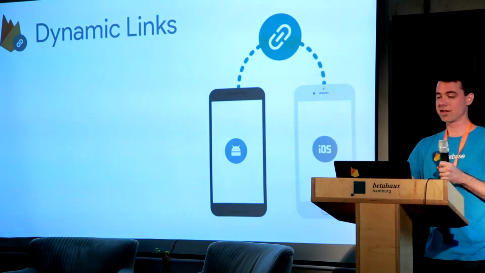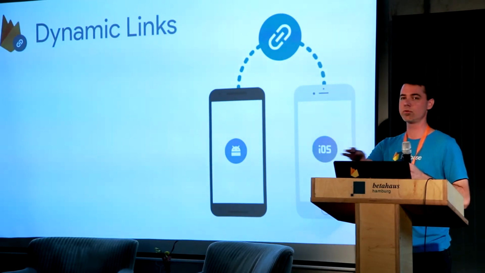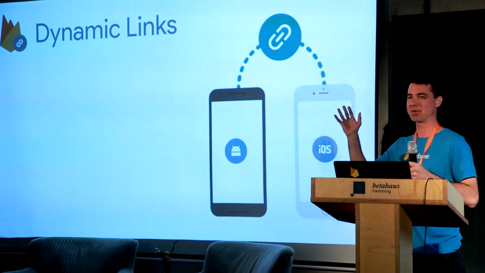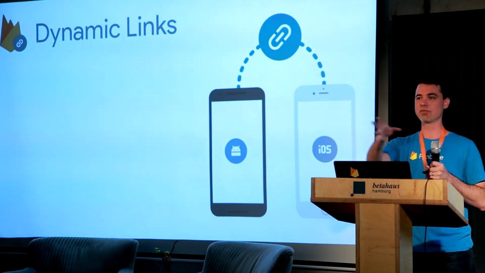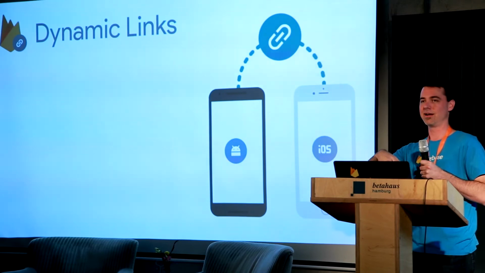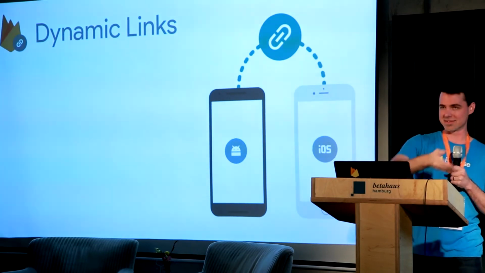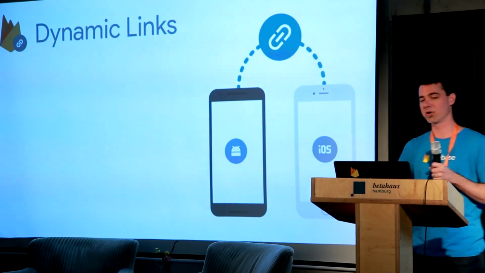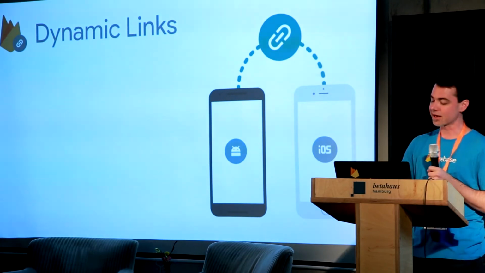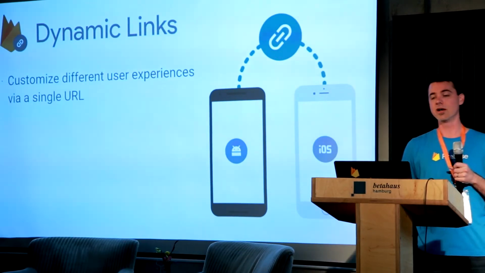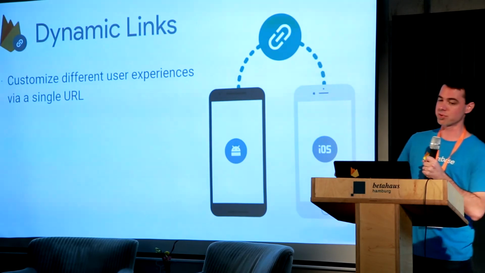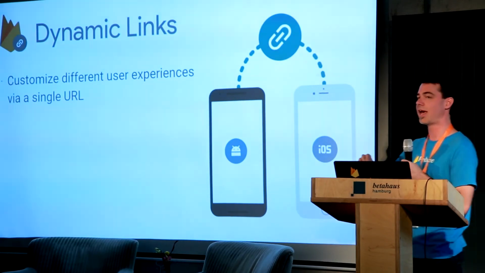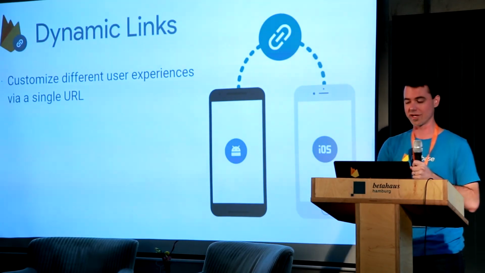Okay, Firebase dynamic links. So if you're all mobile developers, who is familiar with the concept of a deep link? Deep link, okay, so a handful of people, right? So deep links are like a URL that launch your mobile app and send the user directly into some part of your app. A dynamic link takes that concept and adds to it. So you can customize different user experience with a single URL, so that URL can have different attributes associated with it.